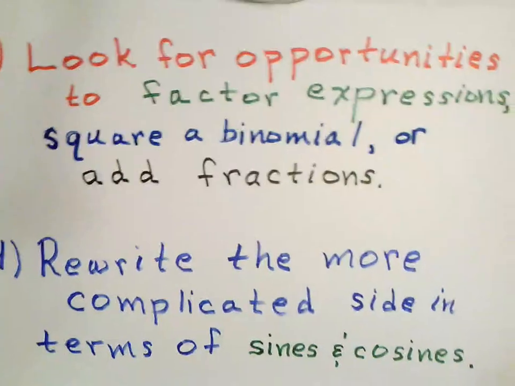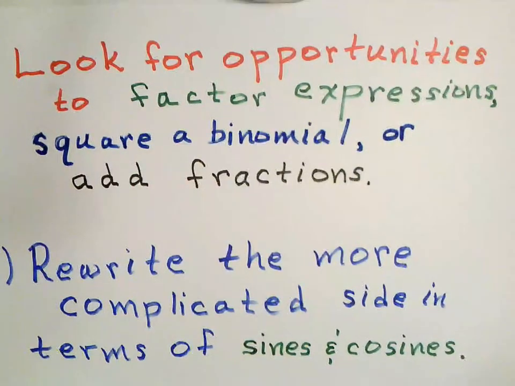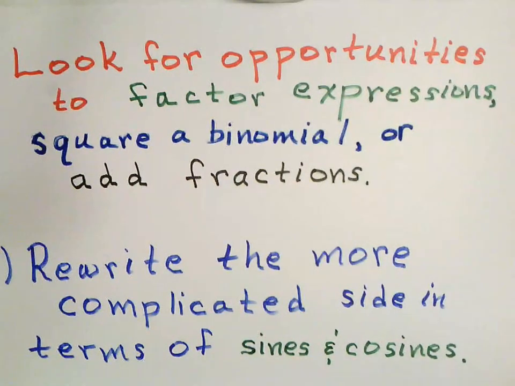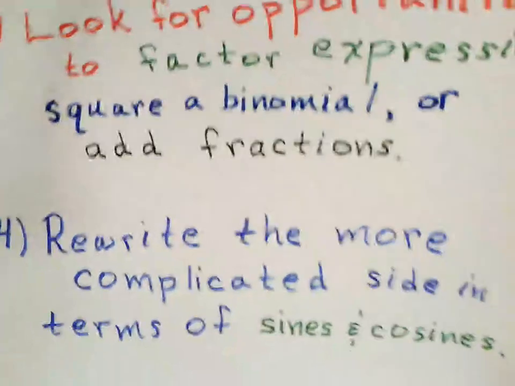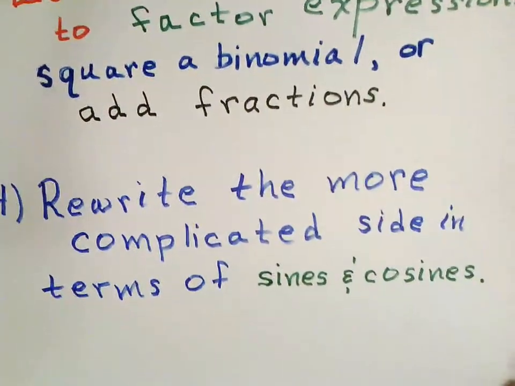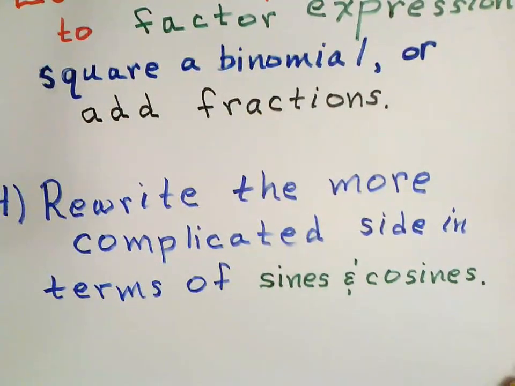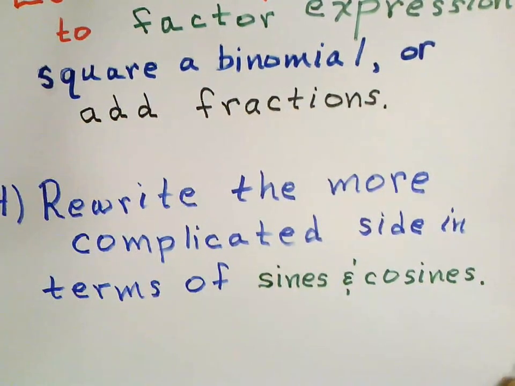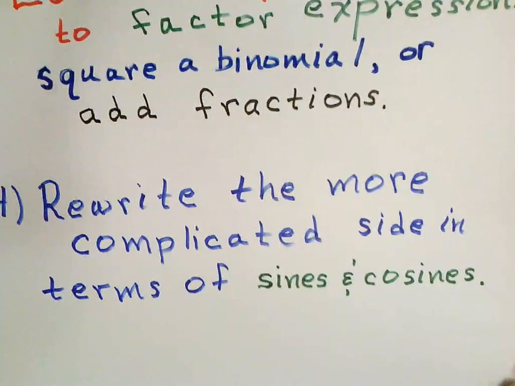Also, we may have opportunities to factor the expression, square a binomial, or add fractions. And another way to prove that an identity is true is to change everything in terms of sines and cosines. Sometimes that's the easiest thing to do.